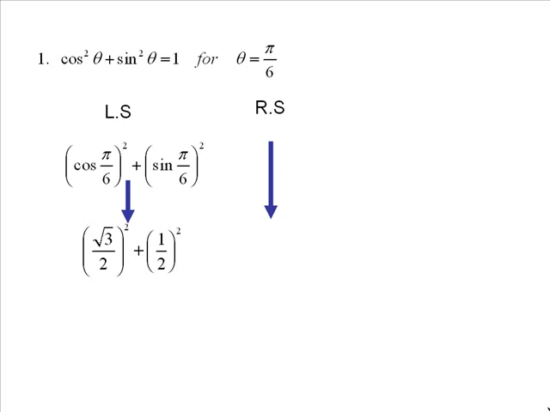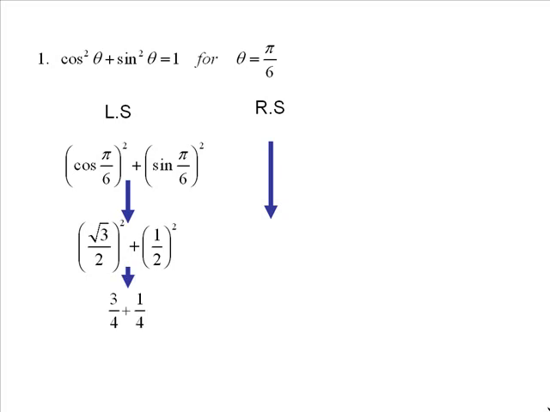If you square those two terms out separately, root 3 over 2 squared is 3 over 4, and then 1/2 squared is 1 over 4. So that is equal to 1, and then carry the right side down, 1 is 1. So we can consider this verified. We have it.